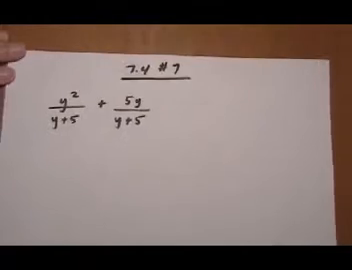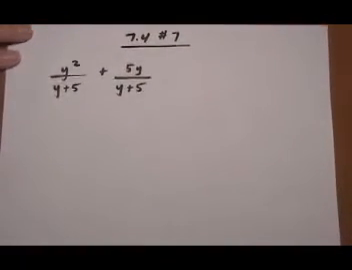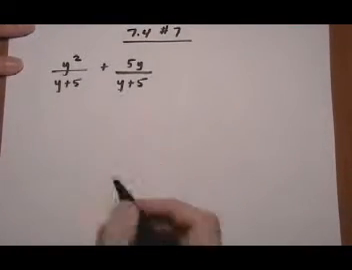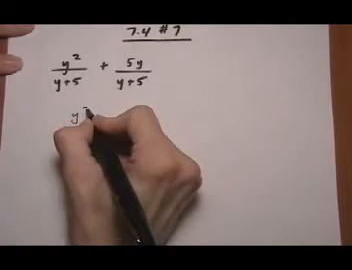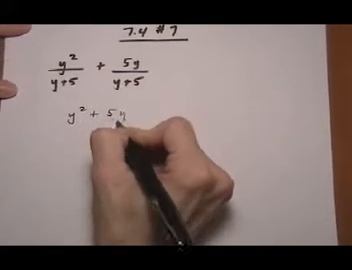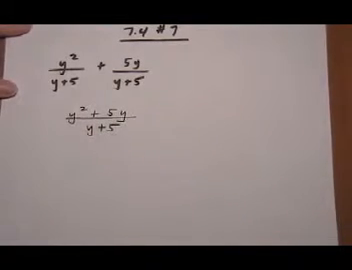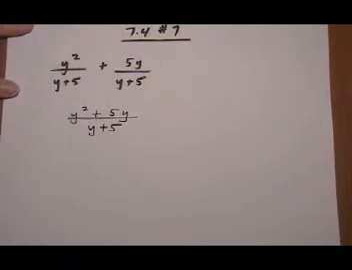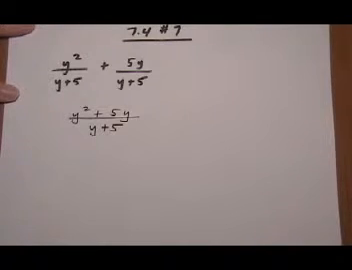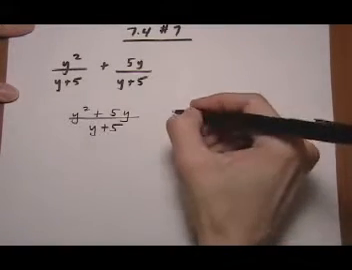Let's take a look at another one. Number 7. Again, same denominator here. So we're going to go right to adding the numerators, keep the denominator. y squared plus 5y over y plus 5. Now we want to put it in lowest terms, and there's no combining like terms we can do, so we don't have to do anything there.